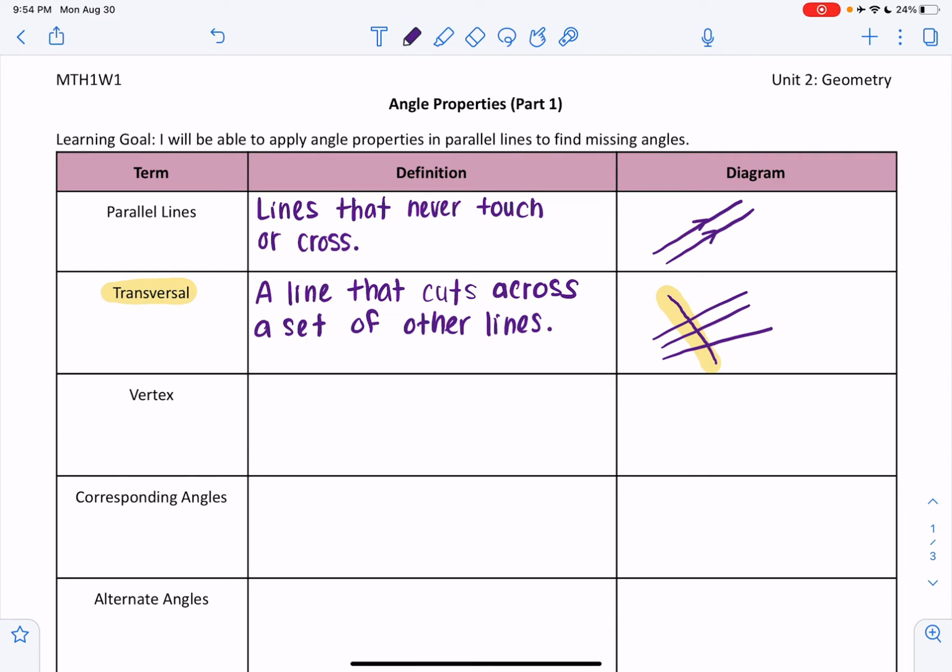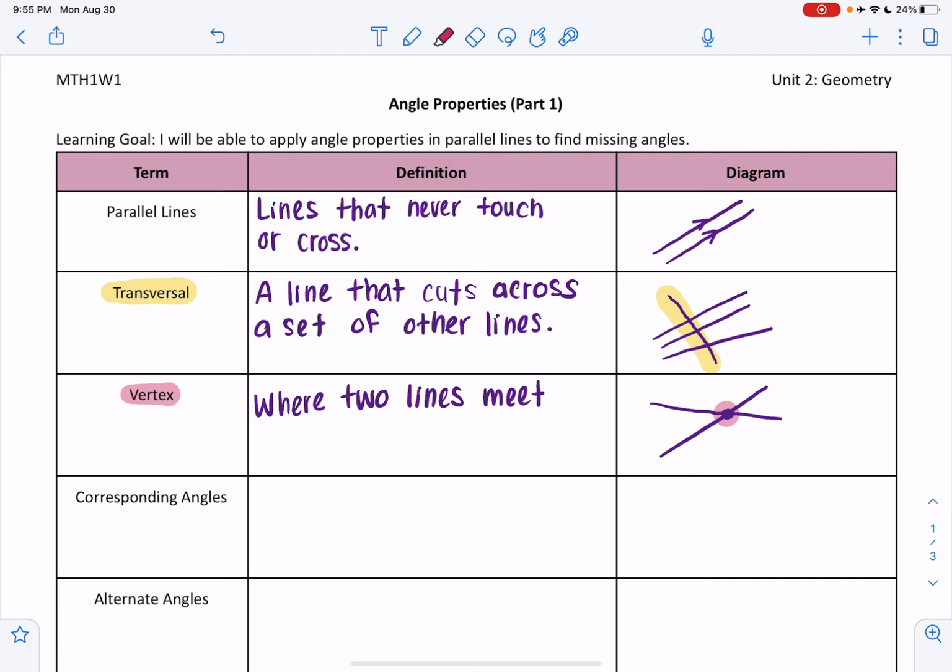The next definition is the vertex. This is where two lines meet. So if I have two lines like this, just going to draw two lines. This dot in the middle where they meet, this right here is my vertex, right in the middle there.